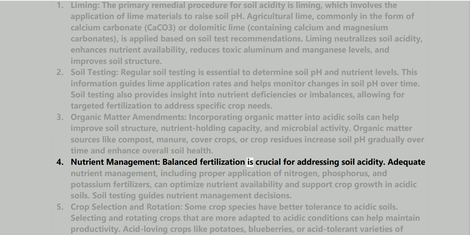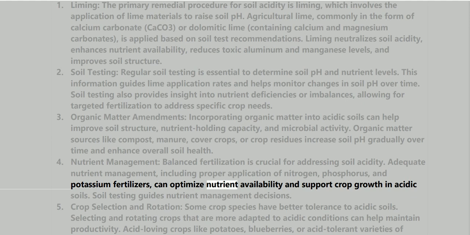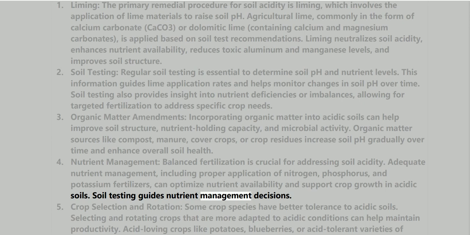4. Nutrient management. Balanced fertilization is crucial for addressing soil acidity. Adequate nutrient management, including proper application of nitrogen, phosphorus, and potassium fertilizers, can optimize nutrient availability and support crop growth in acidic soils. Soil testing guides nutrient management decisions.